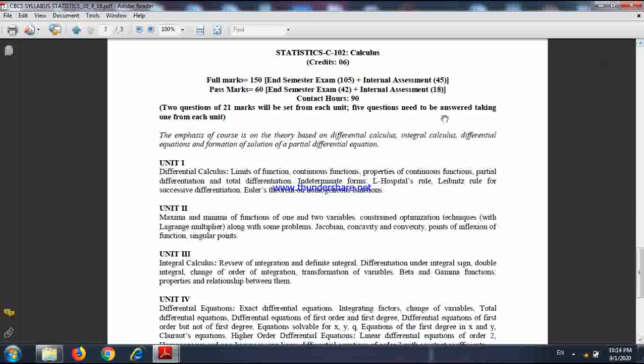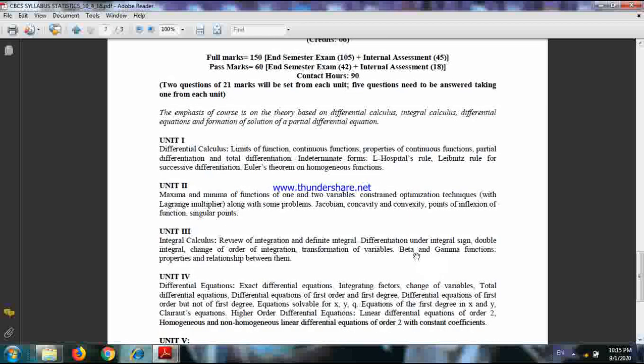And C102, this is the calculus. This has 6 credits, because this paper doesn't have any practical. You have the differential calculus, the idea of functions, the partial differentiations and total differentiations, then maxima and minima, and also you have integral calculus. And along with integral calculus, you have beta gamma functions.